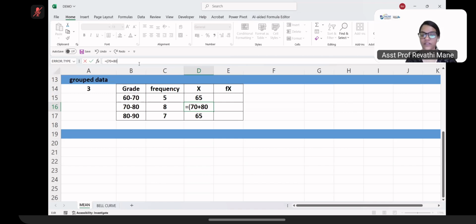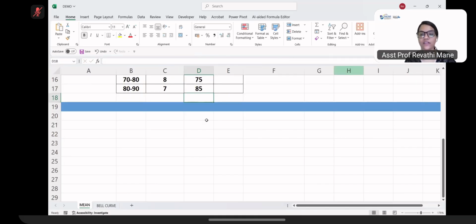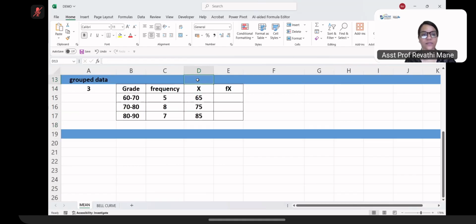70 plus 80 divided by 2. And lastly, 80 plus 90 divided by 2. So manually you have calculated the midpoints. X is nothing but the midpoint. And next, what do you have to calculate? f into x: f is 5 into x is 65. Similarly, calculate for all the rows, so you will get the answer.